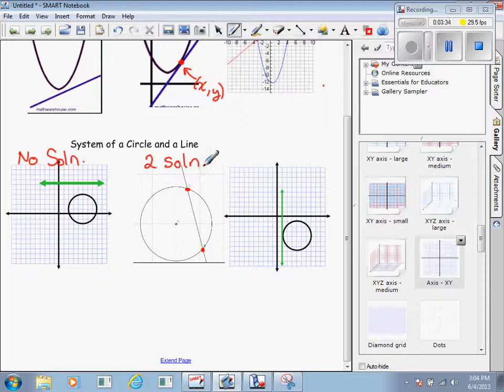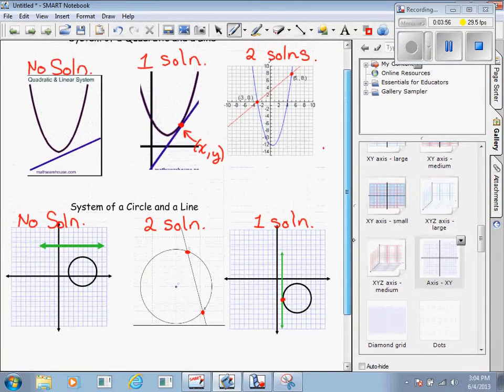And we could also have the option where the line is tangent to the circle, meaning it touches the circle in one place and one place only, so we have one solution to the system. So our options for a system of circles and lines is no solutions, two solutions, or one solution. Exactly the same as the options for a system of a quadratic and a line.